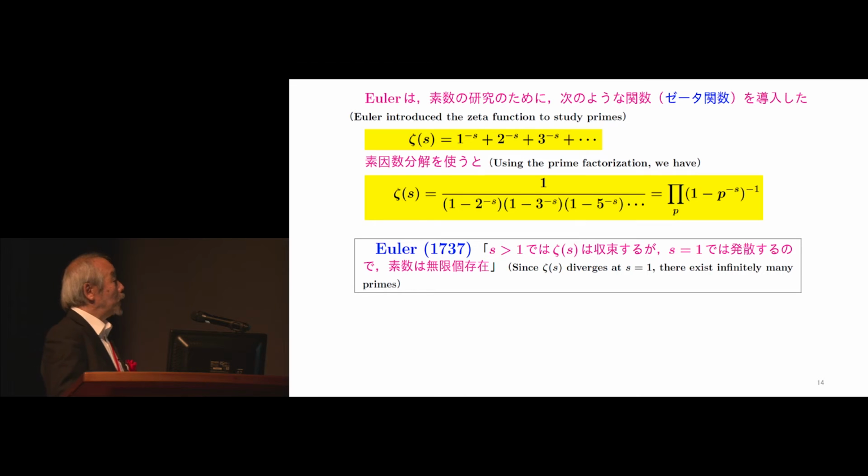By using this zeta function, Euler proved this again. Since zeta(s) diverges at s equals 1, there exist infinitely many primes. So there is an infinite number of primes. If there were only a finite number of primes, then the product formula should become different.